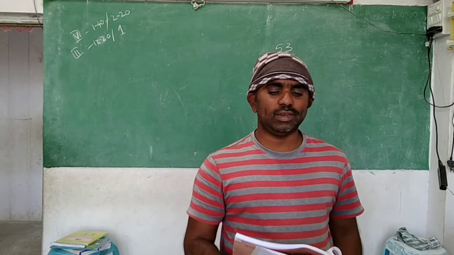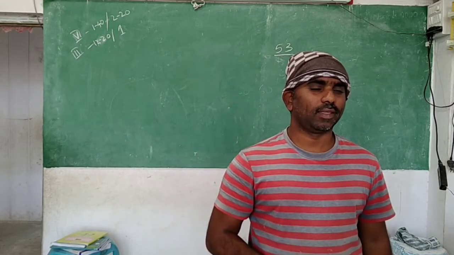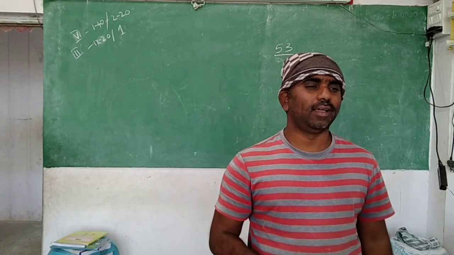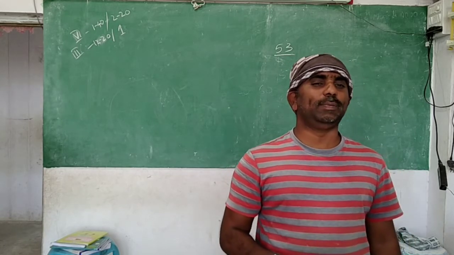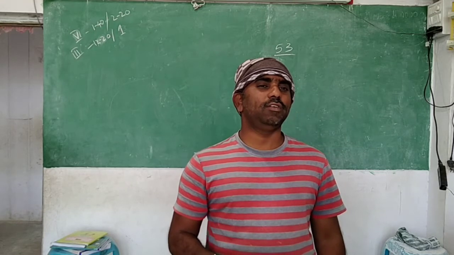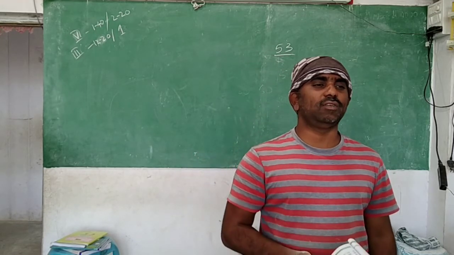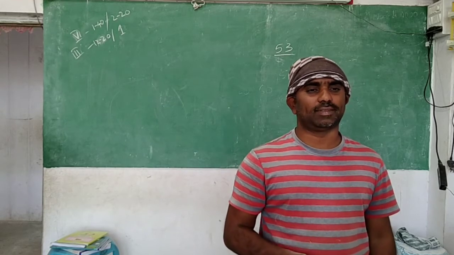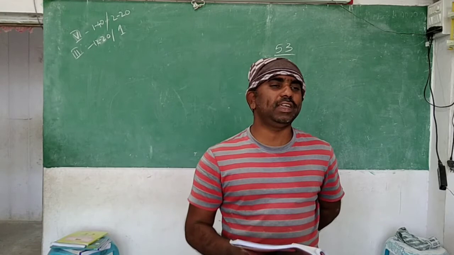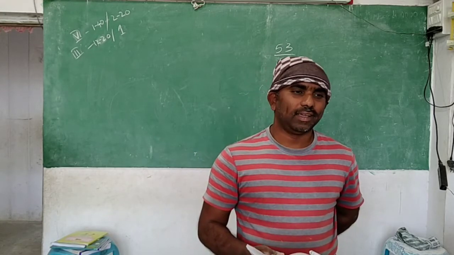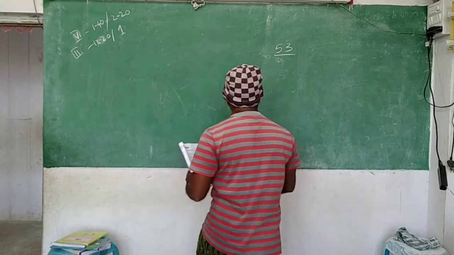What is the first question? 18 into 9. How do you split? Very good, 10 and 8. You will split into 10 and 8 and multiply with 9. 10 nines, 8 nines, you will multiply, then after that you will add the numbers. Okay, now 17 into 6. How do you split? 17 into 6. Okay, 10 and 7.